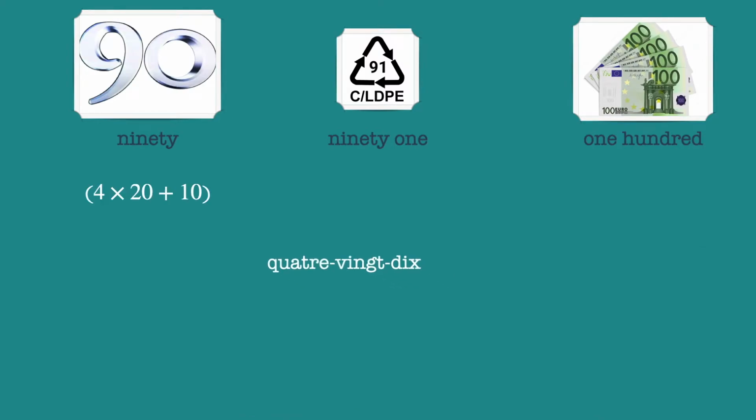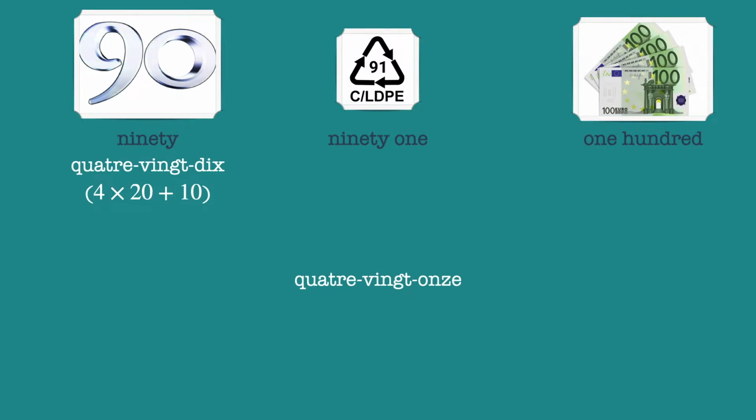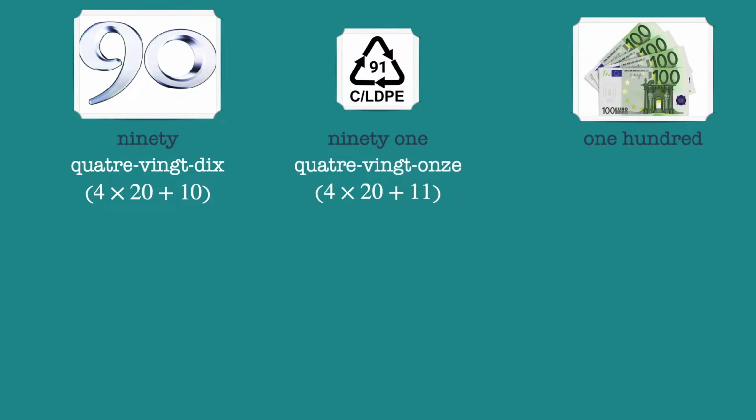90 in French is 4 times 20 plus 10, therefore we say that. 90. What about 91? Well, it's 4 times 20 plus 11. 91. For the following numbers it's plus 12, plus 13, plus 14. And so on, up to 99. The last one for today is 100.